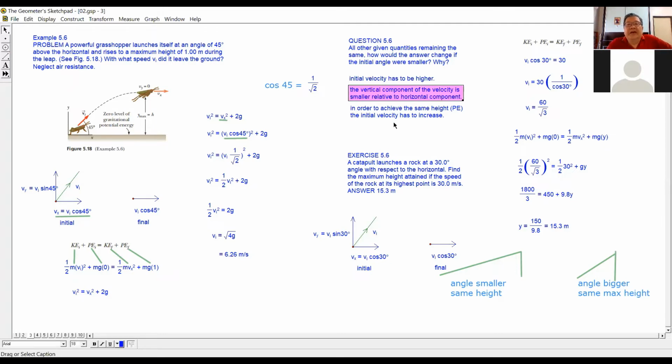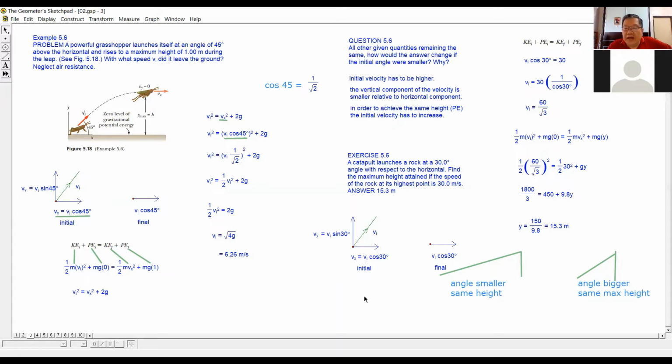Next one. The vertical component of the velocity is relatively smaller than the horizontal component. In order to achieve the same height, the initial velocity has to increase. Because you want to move through a bigger distance, with a smaller angle, this vertical component is relatively smaller than the horizontal component. That is what we mean. So in order to achieve the same height, you need to increase the initial velocity.